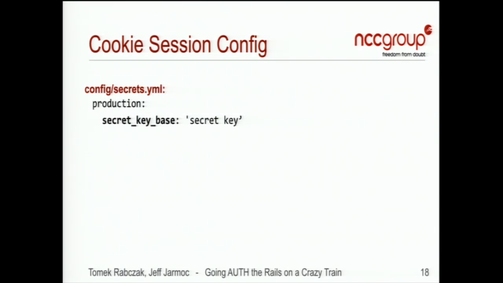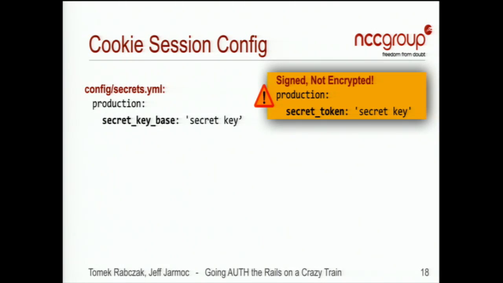So on the cookie sessions, the encryption key is stored in config secrets. It's broken down by environment, so if you have production, development, staging, and so on. And then it's defined as secret key base. Now, if you have a value called secret token instead of secret key base, what you get is a serialized base 64 encoded and signed cookie. So the difference there is that it's still signed, so you can't tamper with it unless you know the key, but you can decode it and view its contents.